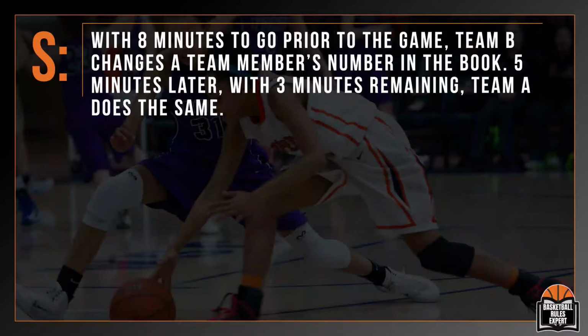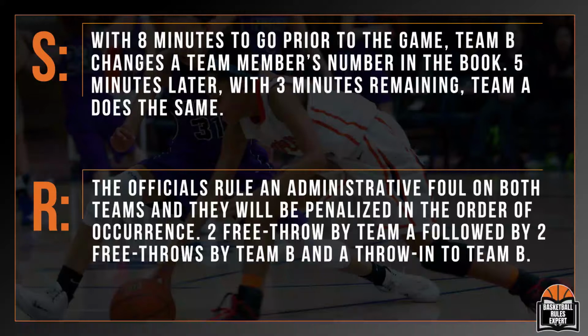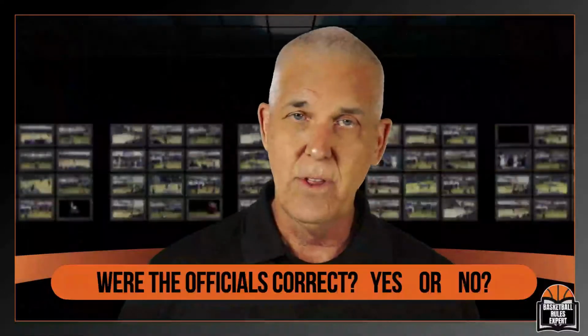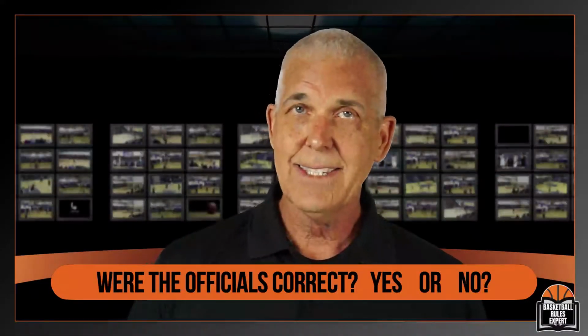With 8 minutes to go prior to the game, Team B changes a team member's number in the book. 5 minutes later, with 3 minutes remaining, Team A does the same. The officials rule an administrative foul on both teams, and they will be penalized in the order of occurrence. 2 free throws by Team A, followed by 2 free throws for Team B. Were the officials correct? Yes or no?